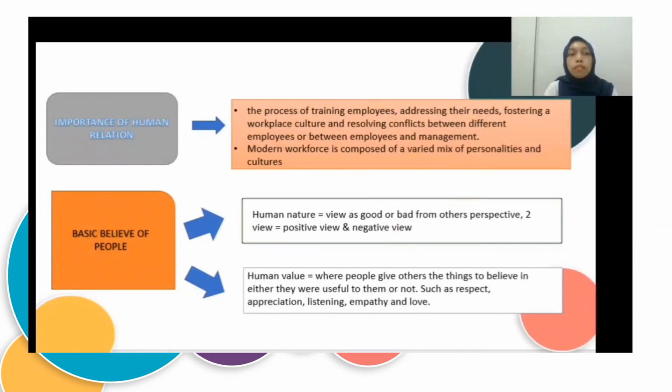For the basic belief of people, they are human. There are two views, which are positive views and negative views. Other than that, there are human values, where people give others the things to believe in, whether they are useful to them or not, such as respect, appreciation, listening, empathy, and love.